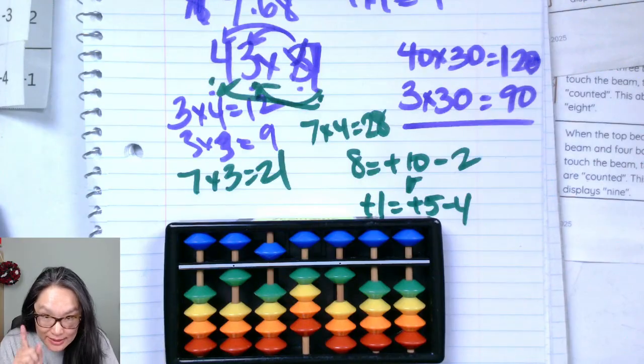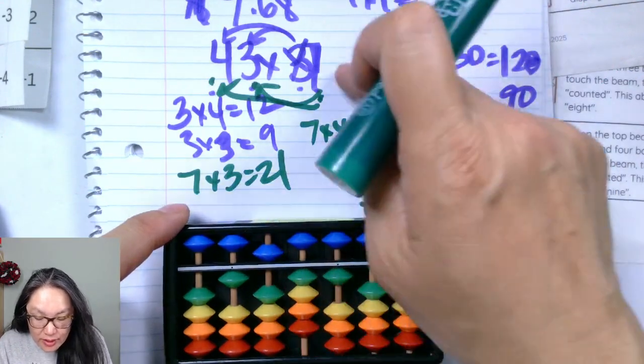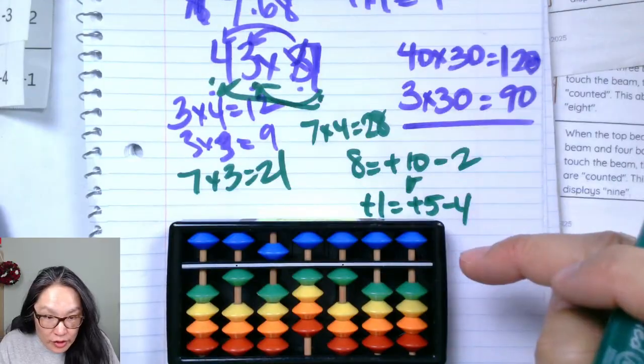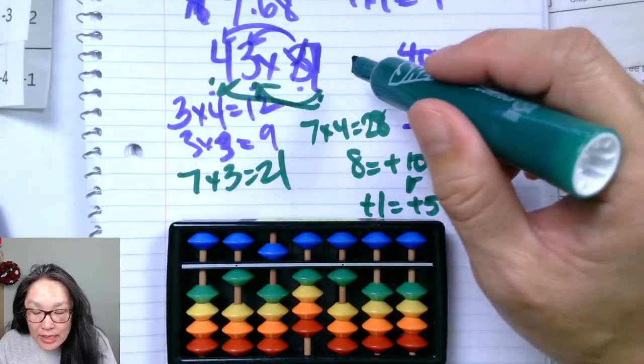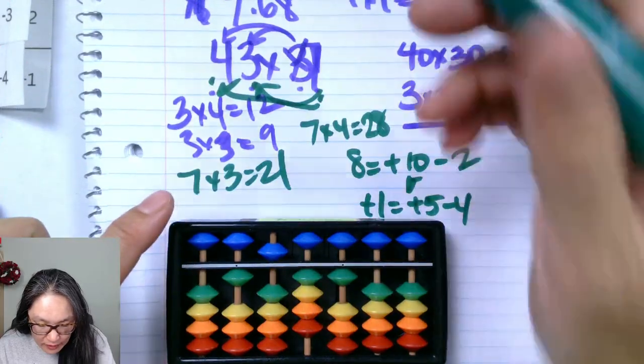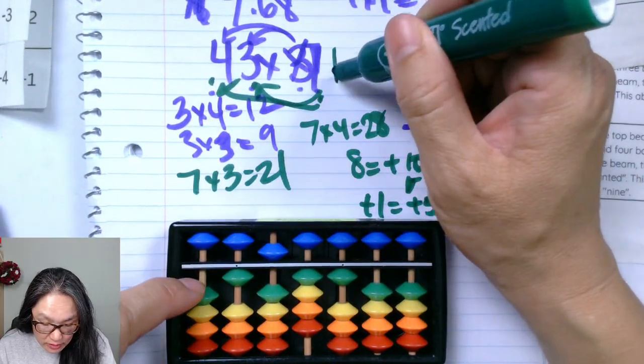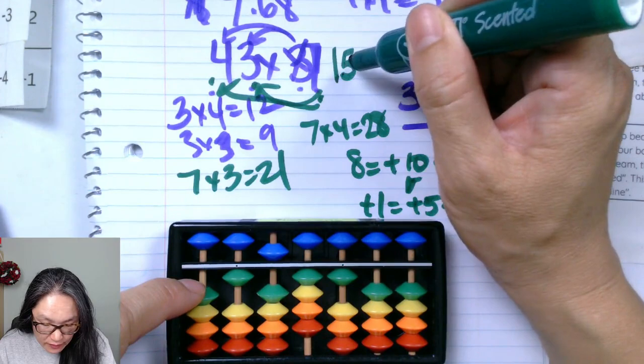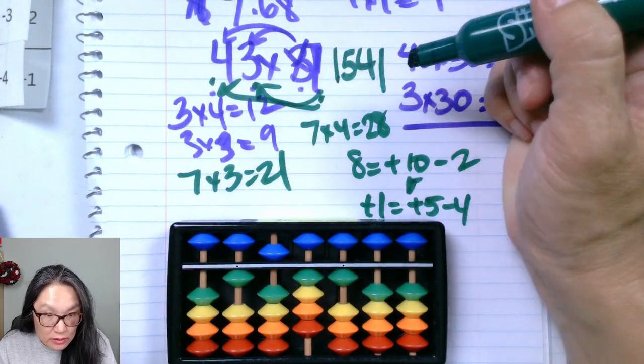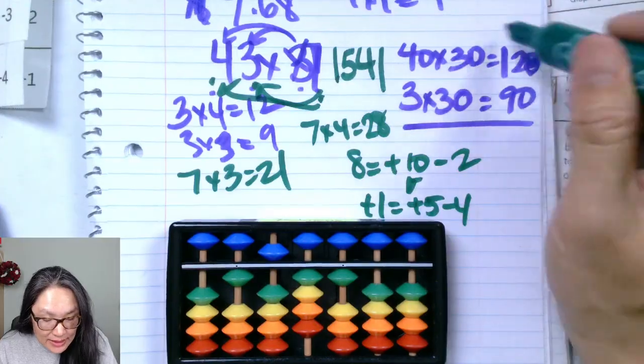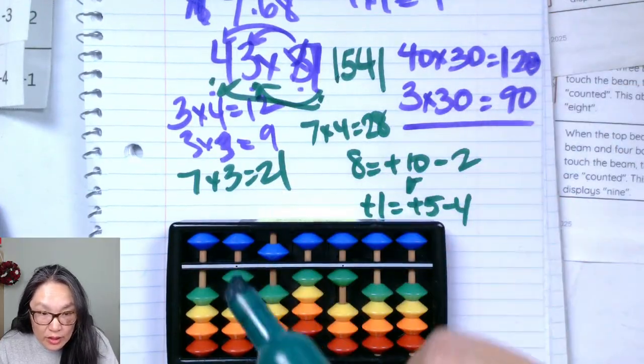Yes, exactly. So that's why we count the amount of digits we have in our question, because that will help answer the question. So my final answer is 1, 5, 4, 1. And that's the difference between writing it out and putting it on the abacus.